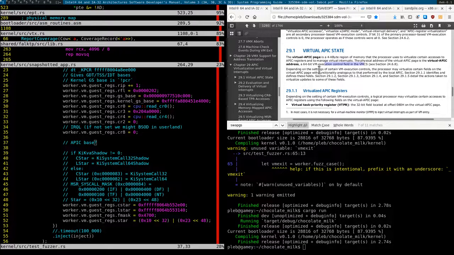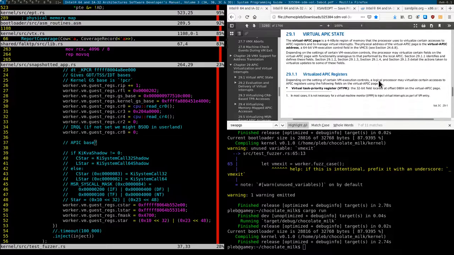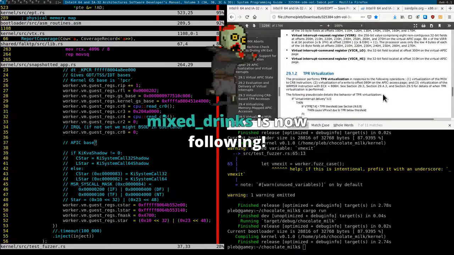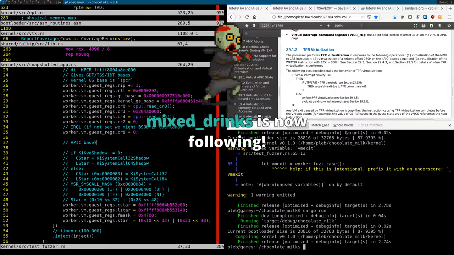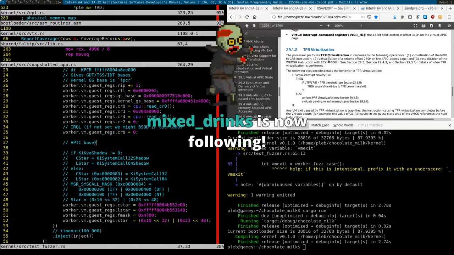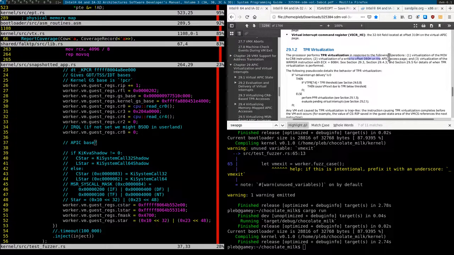The APIC register virtualization. Yeah, I'm curious if I have support for that. I probably do. It may virtualize certain fields, blah, blah, blah. All the details. All the things we can virtualize. TPR virtualization, that's just CR8. Virtualization of mov CR8, which is also writing to that offset, and WRMSR of the TPR.